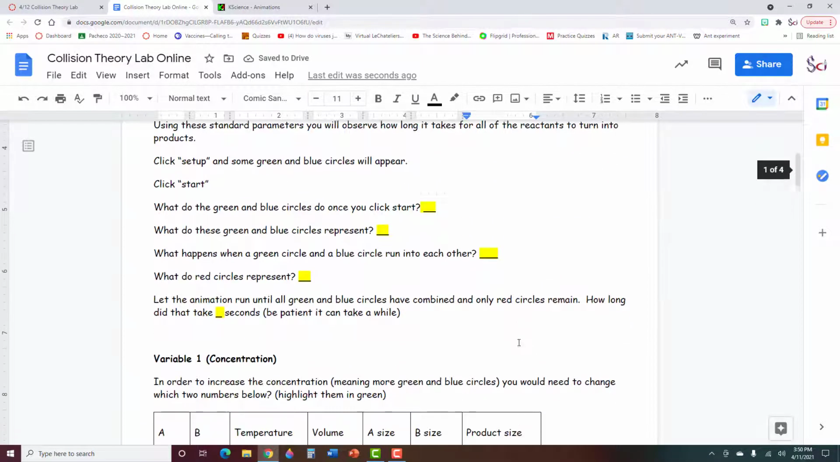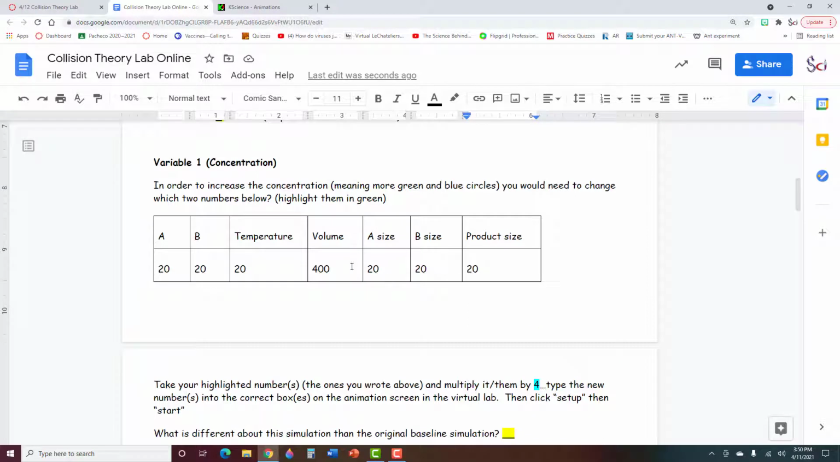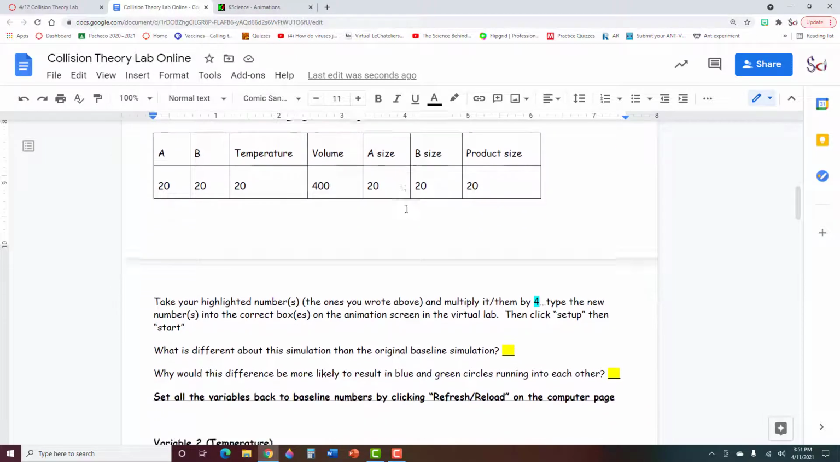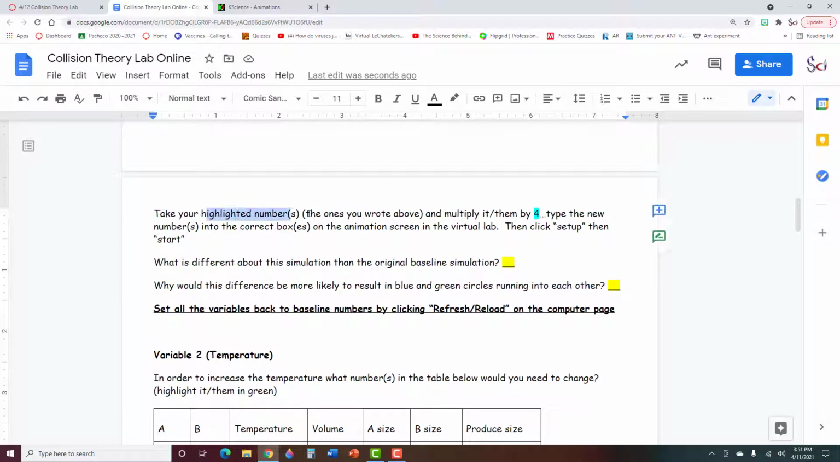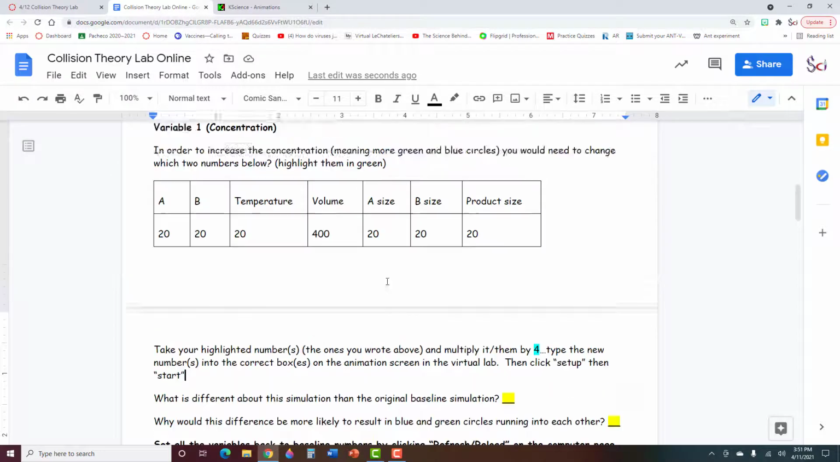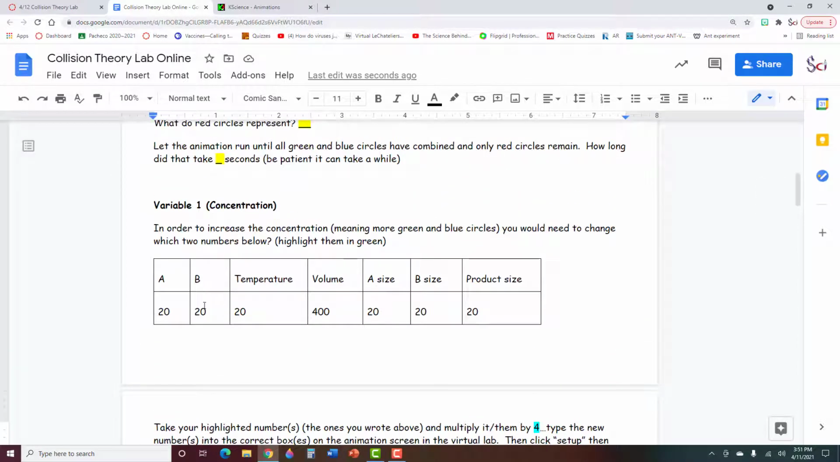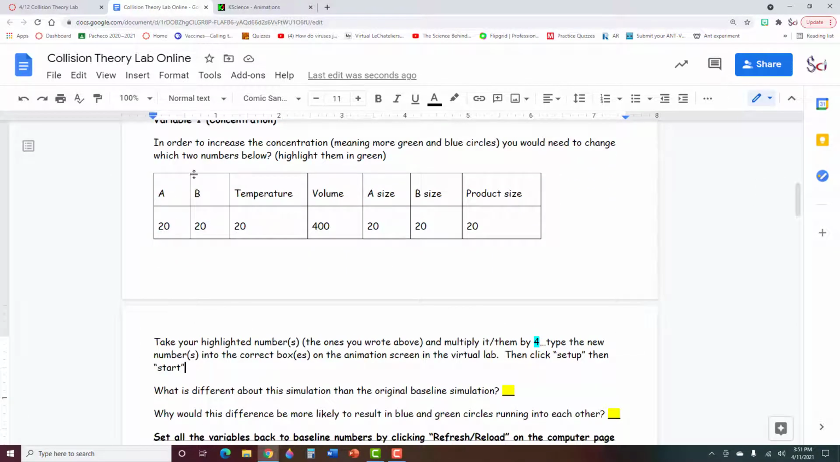So what you're going to do on this paper is you're going to highlight the thing, you're going to change two numbers. The two numbers you're going to change here that are going to increase the concentration of the particles at the start. So it's going to give us more particles. It says highlight your numbers in the ones you wrote above and multiply them by 4 and type the new numbers into the correct boxes on the animation screen in the virtual lab, and then click setup and then click start.